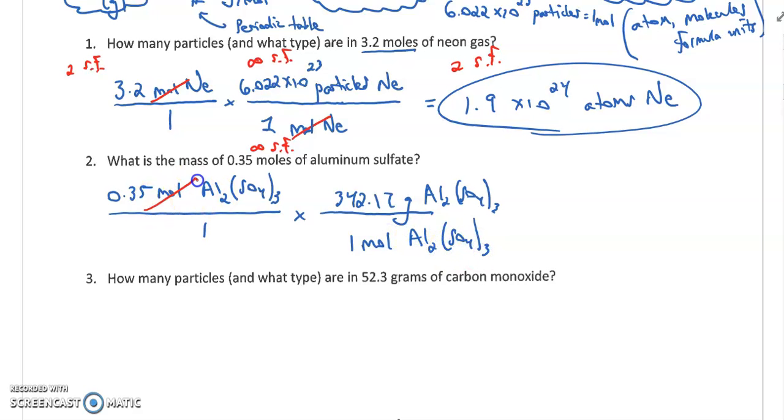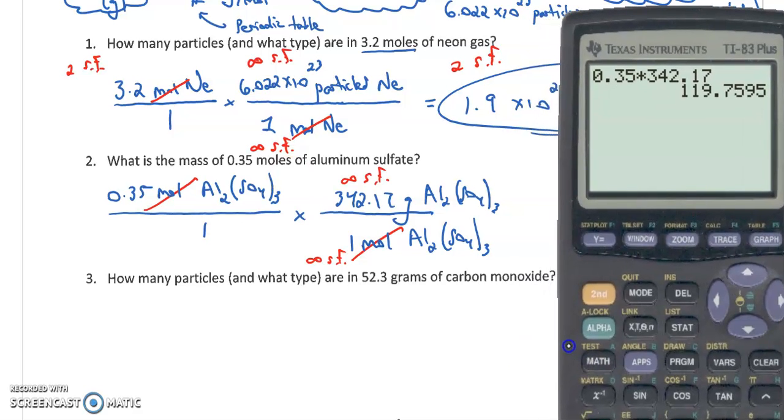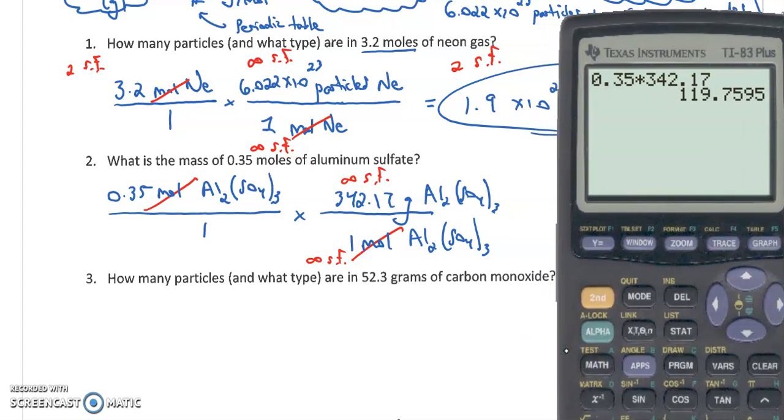This allows me to cross off the unit of moles, and I'm only in grams. Now, this number came directly from the periodic table, so we also consider that it has an infinite number of sig figs. So let me type this into my calculator, and then I'll slide that over, and we can check and see how to round this final answer. All right, so I type this into my calculator, and I get 119.7595.